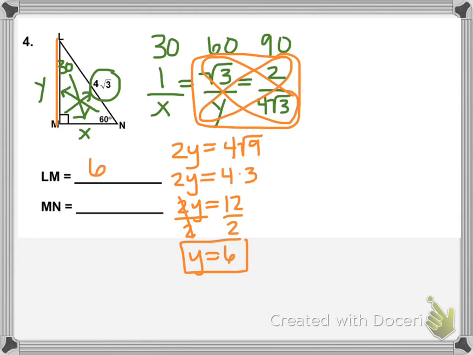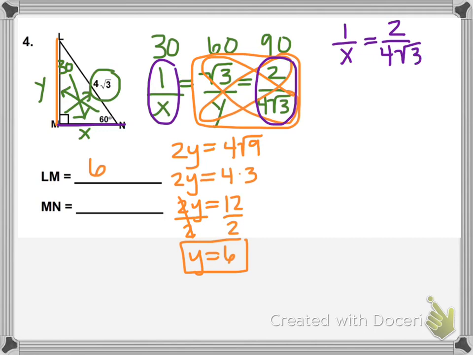My next one is MN, which is my x. So that's going to be this first ratio along with the just number ratio. So I'm going to rewrite those so they're next to each other. 1 over x equals 2 over 4 square root of 3. Let's solve this proportion. 2 times x is 2x. 1 times 4 square root of 3 is 4 square root of 3.